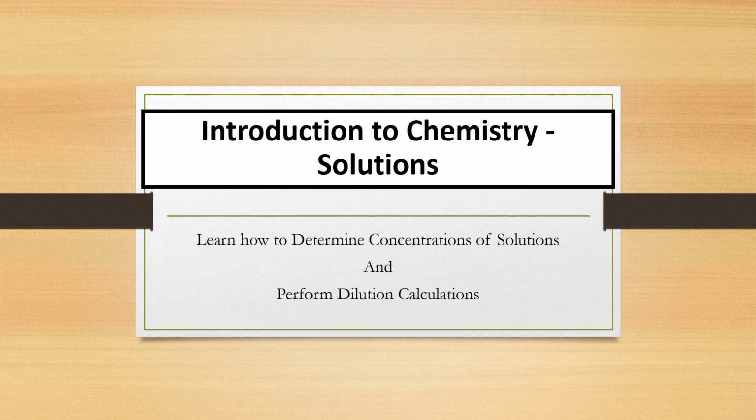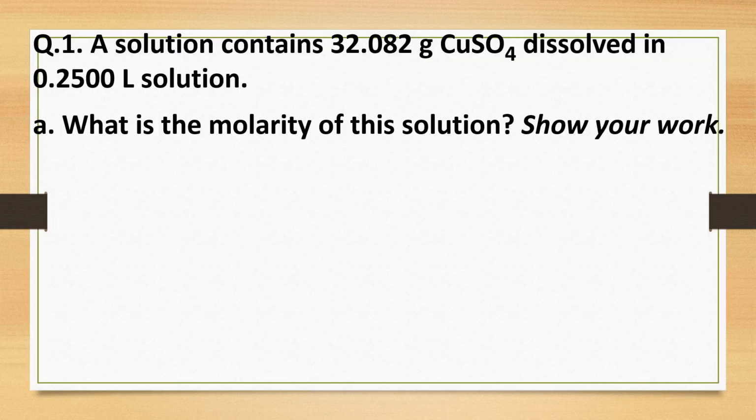In this video, we'll learn how to determine the concentration of solutions, and we'll progress to perform dilution calculations. So let's first look at what is concentration of a solution in an example. In this example, we want to determine the concentration of a solution that contains 32.082 grams of copper sulfate, which is dissolved in 0.2500 liters of solution.